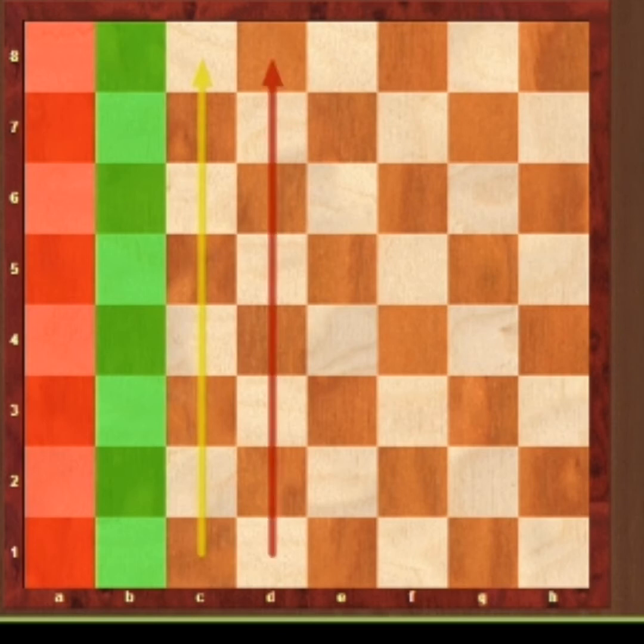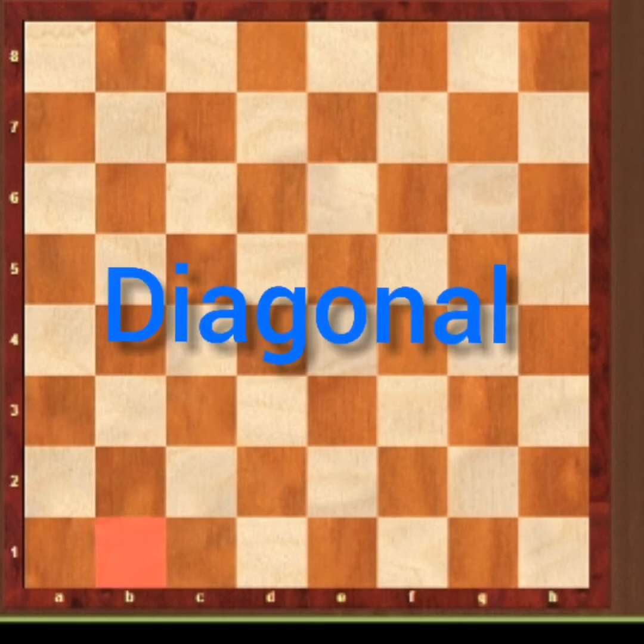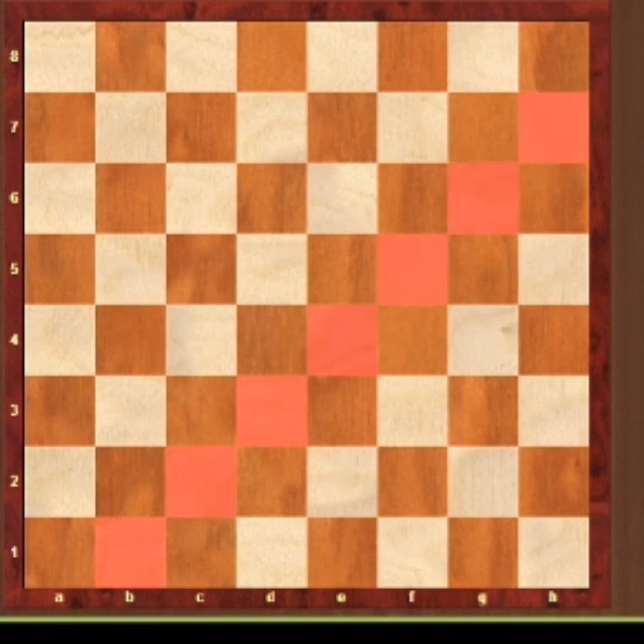Okay, so that's why we have letters and numbers on the board. The letters tell you what file it is, and the numbers tell you what rank it is. There's also something else the board's made up of, and that is, you guessed it, diagonals. From one edge of the board to the other. These are diagonals.